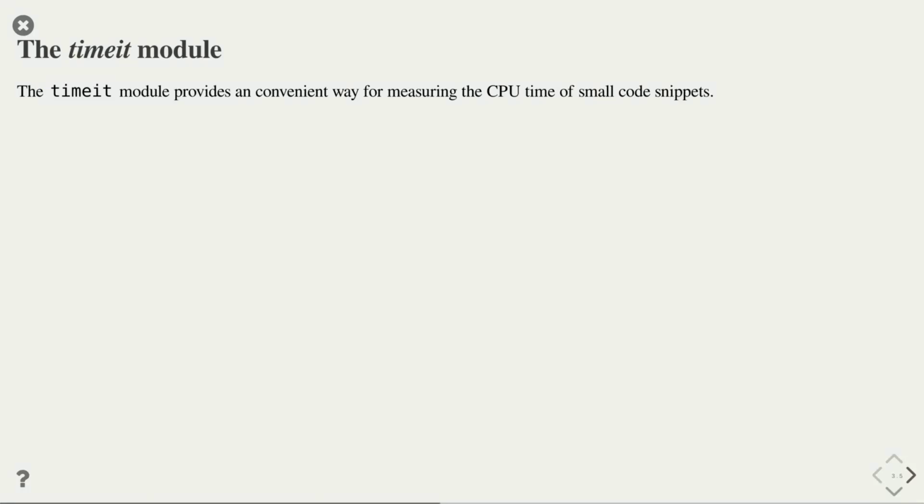The manual timing that I have just shown you works fine, but it requires quite some boilerplate code before you can time something. Of course, Python comes with a more elegant solution to this, the timeit module. The timeit module provides a convenient way for measuring the CPU times of small code snippets.